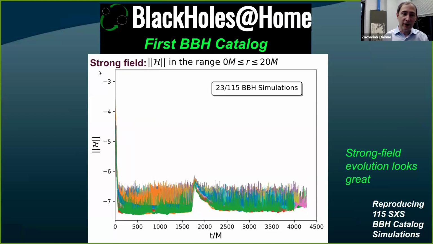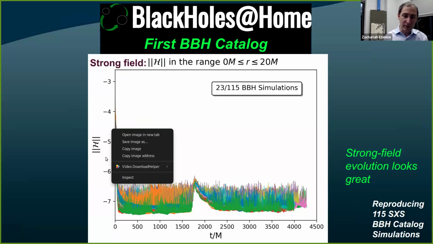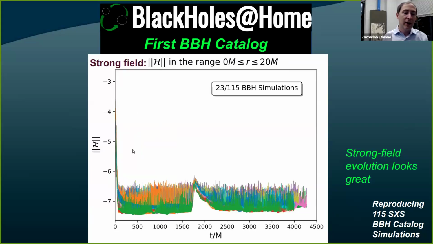So if you look here, here is the Einstein constraint, the Hamiltonian constraint violation in the region, basically excising the interiors of the black holes, in the region from 0 to 20 M. So this is a strong field region of our binary simulation. And you'll see, if you know how to read these, the total mass of the system is 1 in code units here. And so these are very, very low constraint violations. This is state of the art, if you will.